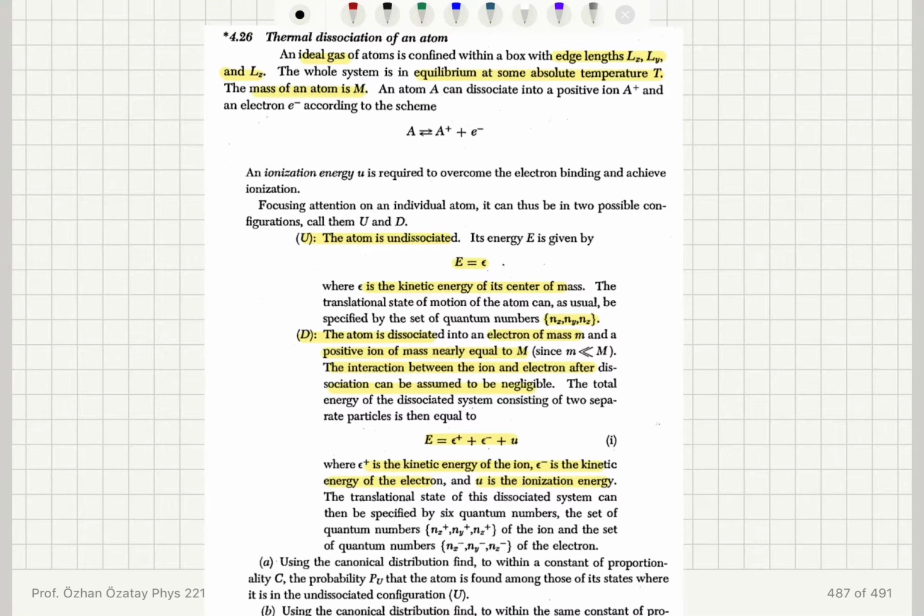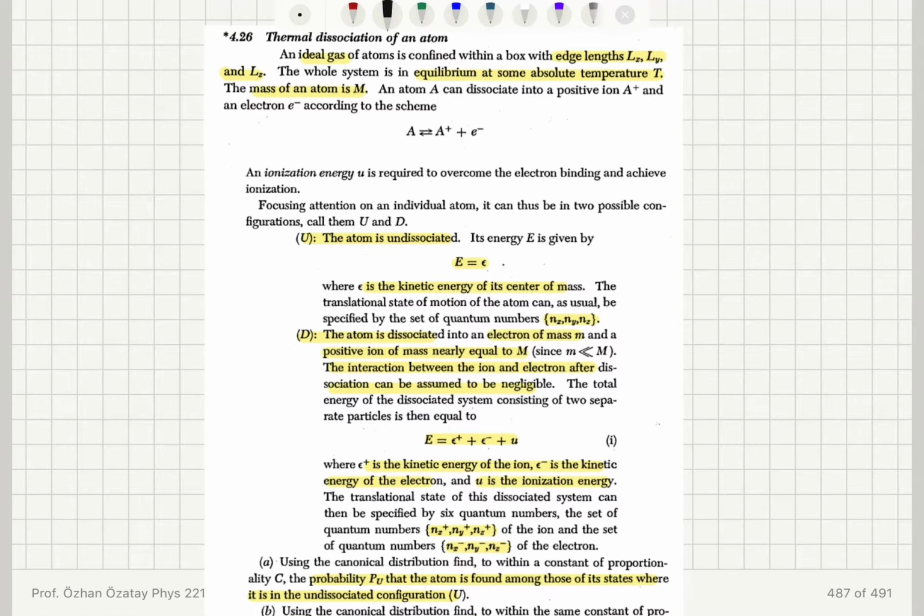The translational state of this dissociated system can thus be specified by six quantum numbers, n_x, n_y, n_z, plus and minus, for the ion and electron. Using the canonical distribution, find, to within a constant of proportionality, the probability that the atom is found among those of its states where it is in the undissociated configuration.